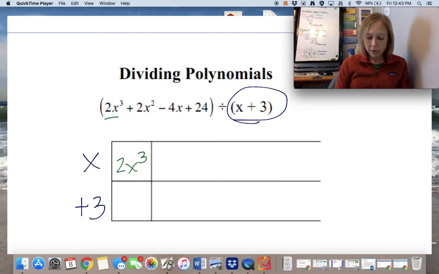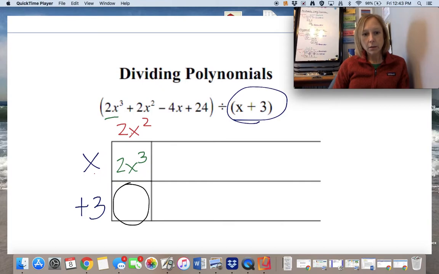Now what I'm going to do is start building my quotient. So I need to ask myself, x times what is 2x cubed? The answer to that question is 2x squared. Now I have enough information to fill in this square below, right here, because I can see that this square needs to get filled in with the product of 3 times 2x squared. So that would be 6x squared.